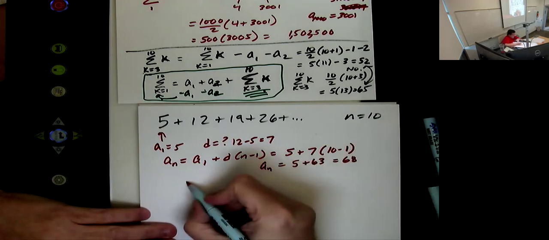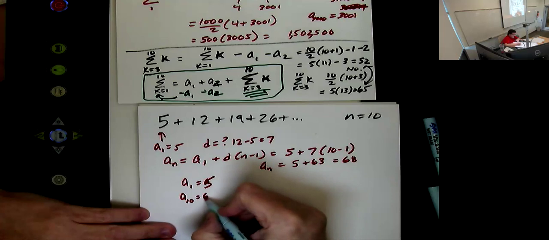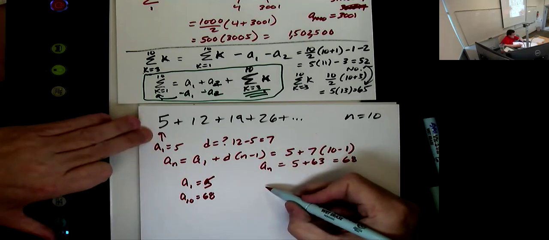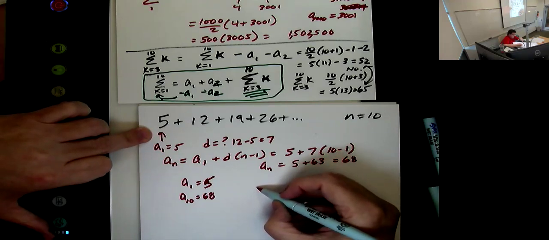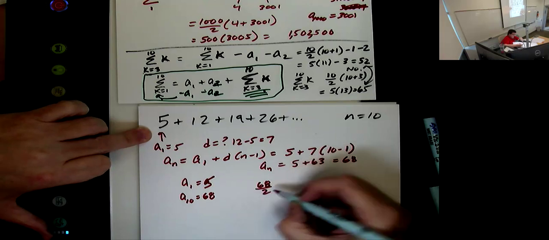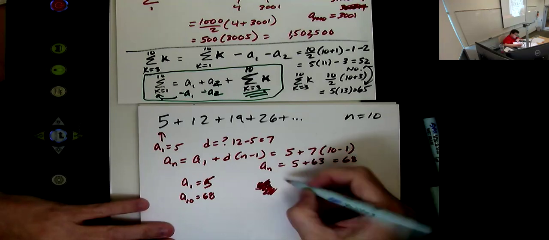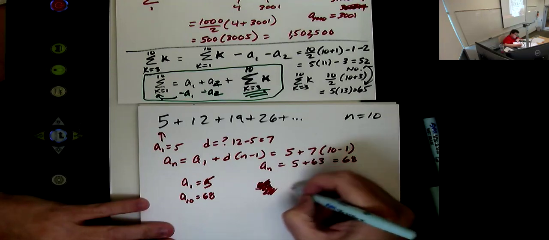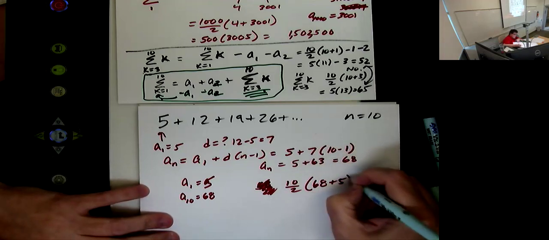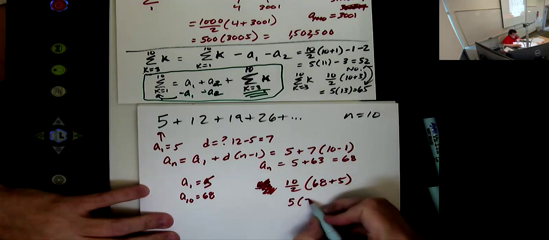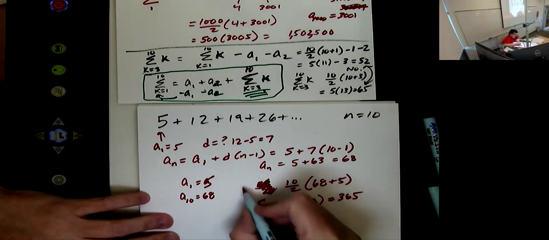And now I've got A1 and A10. A1 is 5, A10 is 68. I can add these up without writing them all out and figuring out what they are. It's n over 2, so ten over 2 times 68 plus 5. So 5 times 73 is 365. That would be S of N.